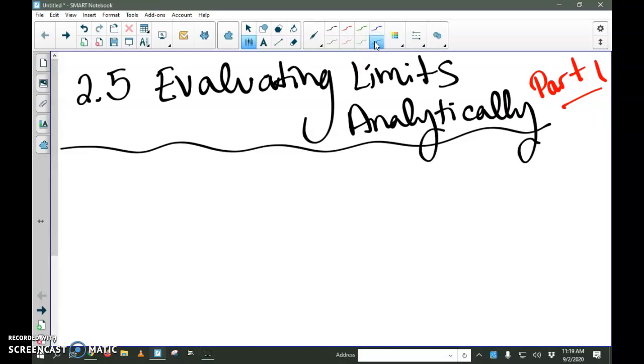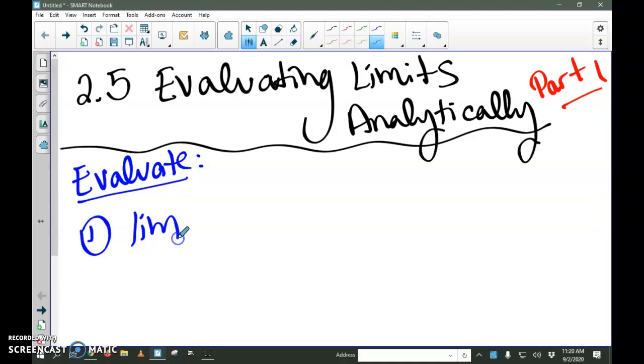Okay, so you guys should have watched the video on limit rules, and so as I go through this first example, I'm going to apply some of those limit rules. And so our directions are simply going to be to evaluate. And the first problem that we're going to evaluate is the limit as x approaches 3 of the rational function (x minus 1) divided by (x plus 4).